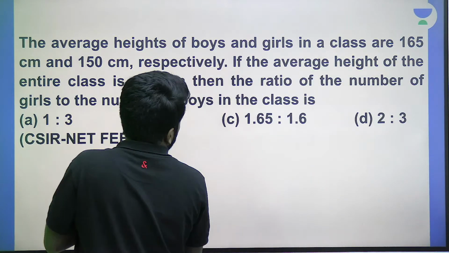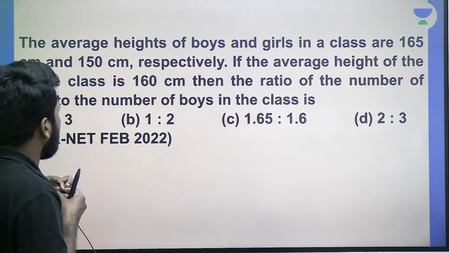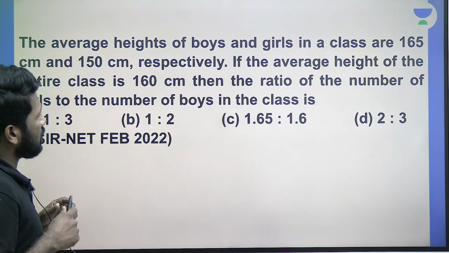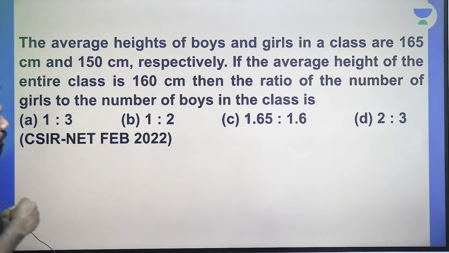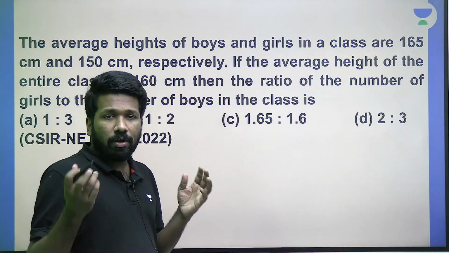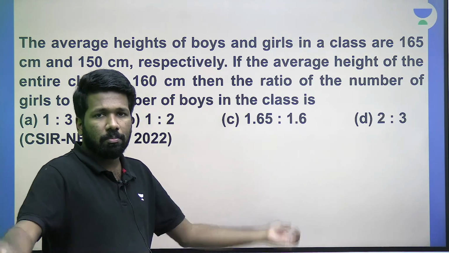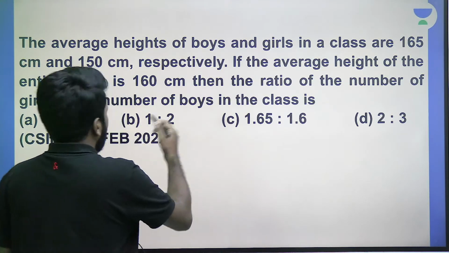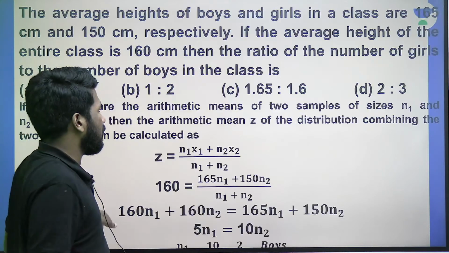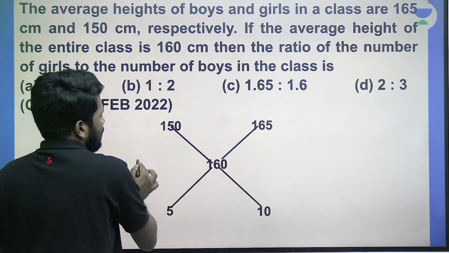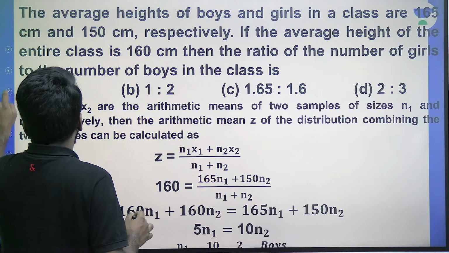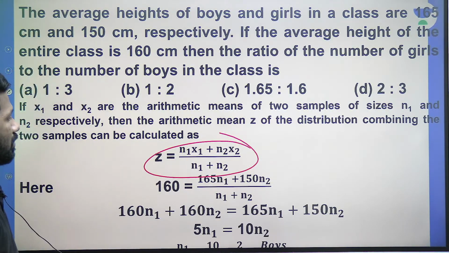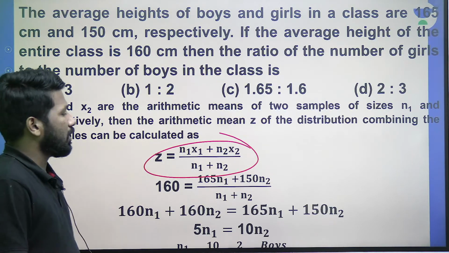understand this. The average heights of boys and girls in a class are 165 centimeter and 150 centimeter respectively. If the average height of the entire class is 160 centimeter, then the ratio of the number of girls to the number of boys is? We don't know the number of boys or girls, but we just want the ratio. So we can assume the number of boys be n1, the number of girls be n2, and then use this batch average concept to do this question. That is one way we did in school days: n1 x1 plus n2 x2 divided by n1 plus n2. That will give you the resultant average.